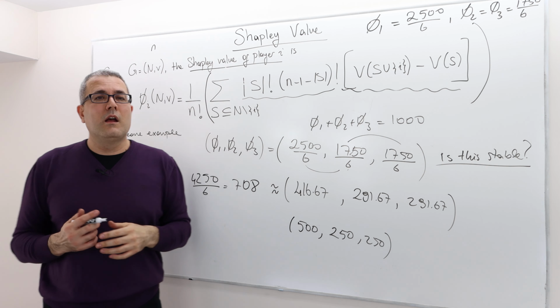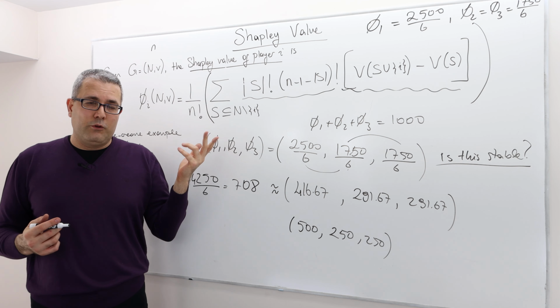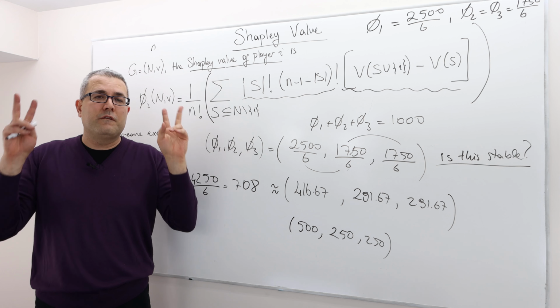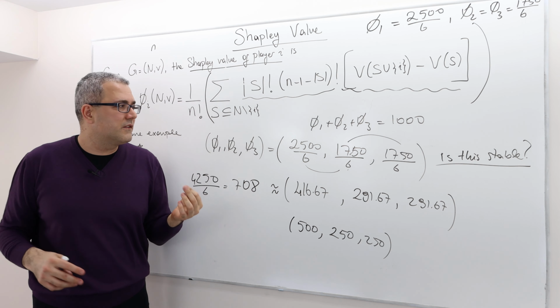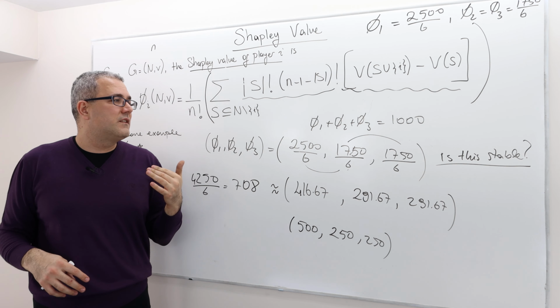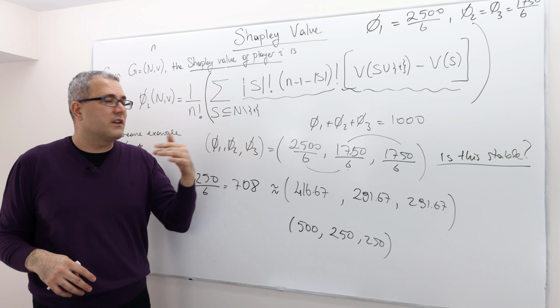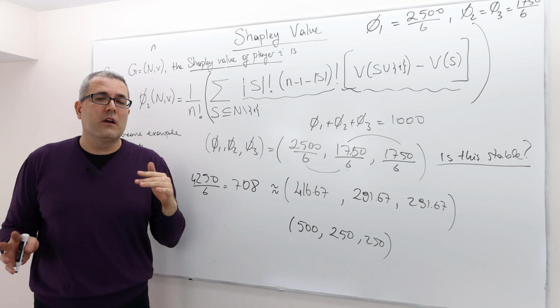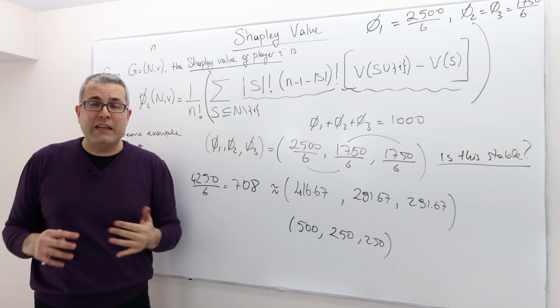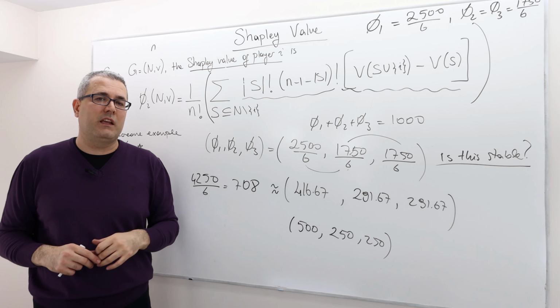The bottom line, the Shapley value promises to deliver a fair outcome, which in many senses it does. But it's not suggesting a stable outcome all the time. So the Shapley value can be different from stable outcomes.